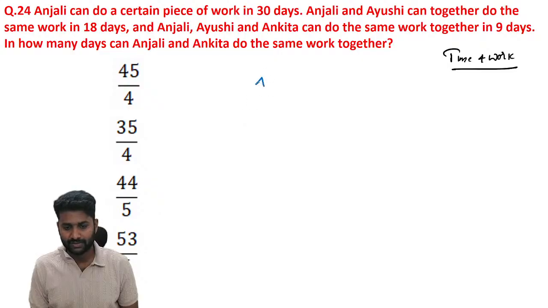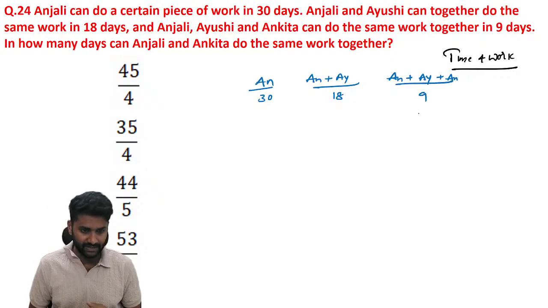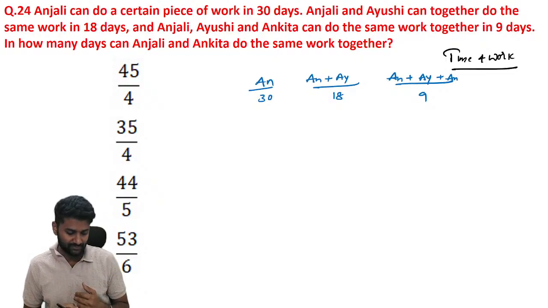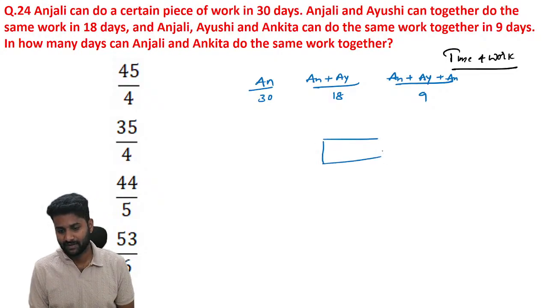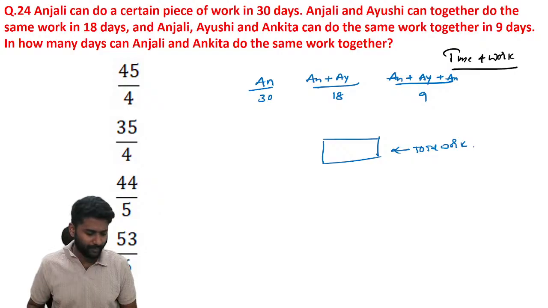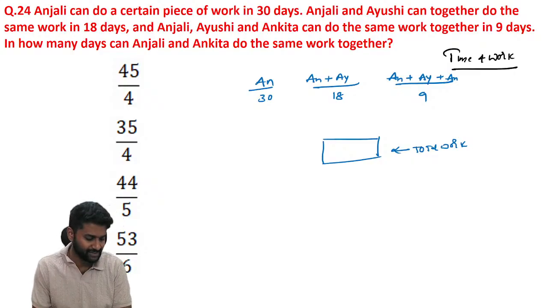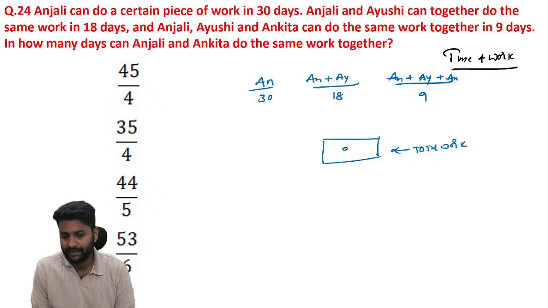See, Anjali can do a certain work in 30 days. Anjali plus Ayushi can do the work in 18 days. Anjali, Ayushi, Ankita can do the work in 9 days. How many days will Anjali and Ankita take to do the same work? First of all, we need a reference value, total work. You can take any number. For better calculation, we use the concept of least common multiple. So for 30, 18, 9, let us assume the total work is 90 units. 90 is the LCM of the given numbers.